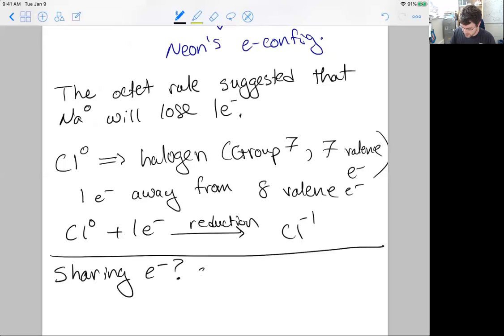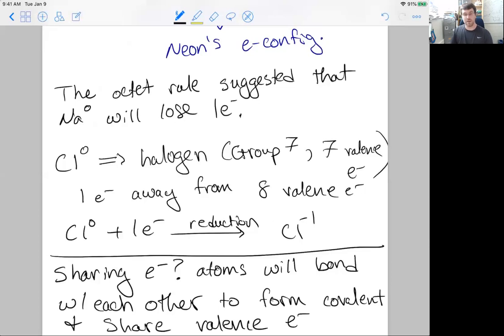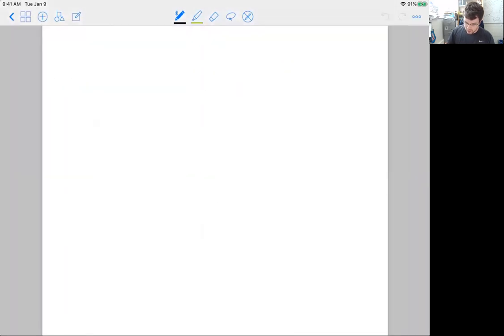So atoms will bond with each other to form covalent bonds and share valence electrons. The term valent is already in the name of this bond, covalent. We're sharing the valencies, we're sharing the valence electrons. Okay, now something great happens when we do this.